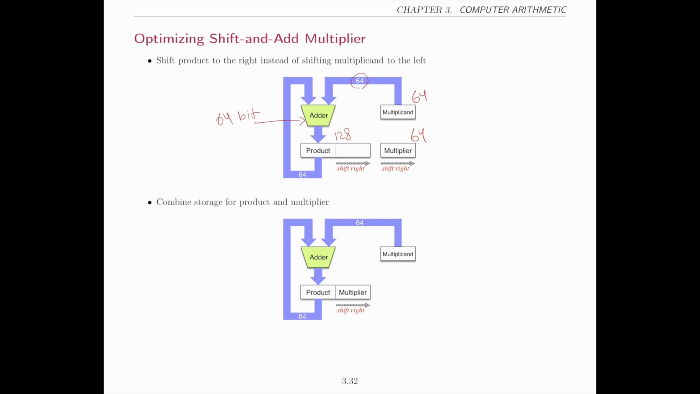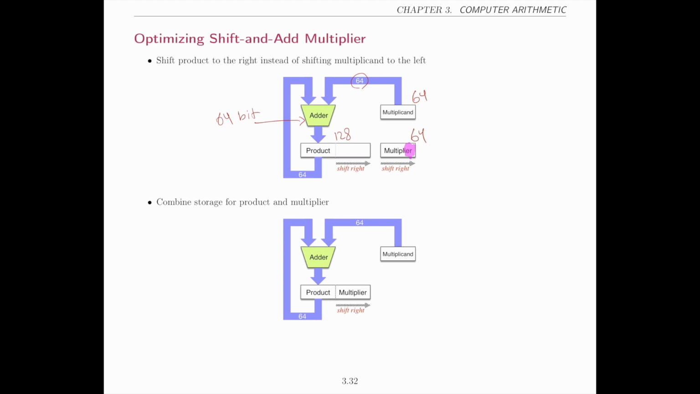Now, there is one more improvement that we can make to this design, and that improvement is this. See how we take this multiplier and we always shift it to the right. And we do the same exact thing with the product. Both of these are shifted to the right. And remember that we are always just adding stuff to this part of the product, not the least significant part.